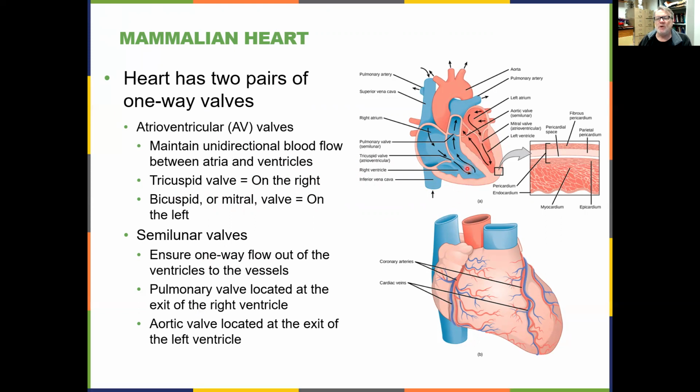Likewise, between the ventricle and the arteries, so the pulmonary artery and the aorta, there are also valves that only allow blood to move from the ventricle to the artery and not backwards. Those are called the semilunar valves because they look like little half moons when you look at them under a microscope. So there's the pulmonary valve and the aortic valve in areas that you would expect based on their name.